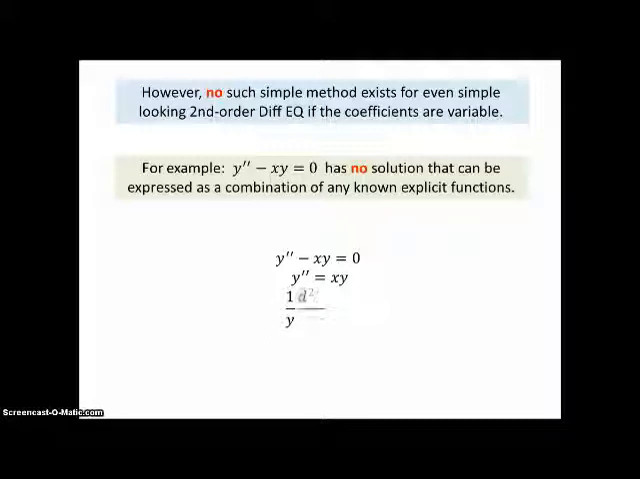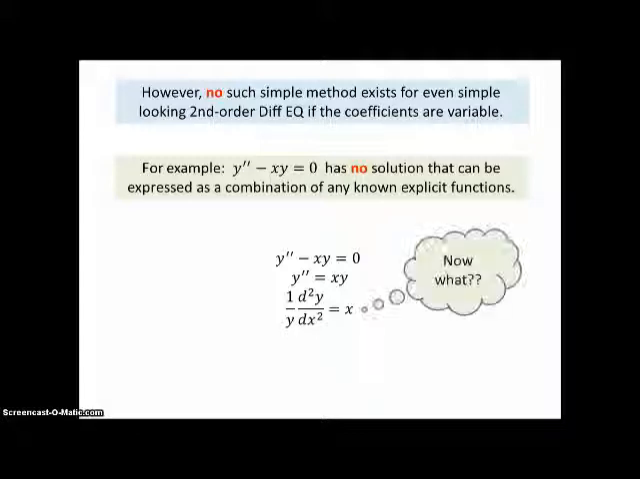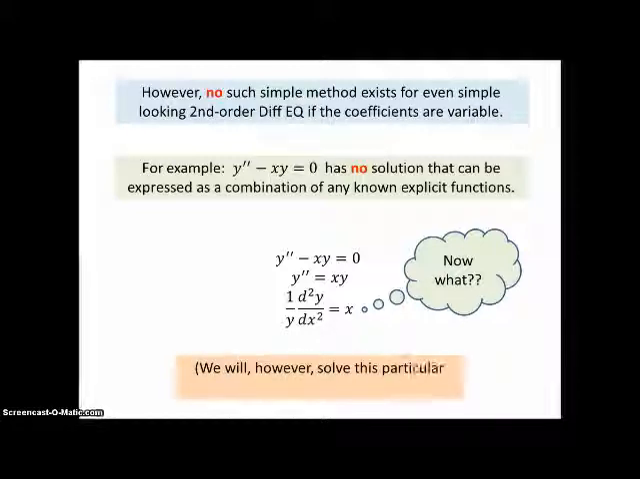If we try to solve it by separating the variables, we end up with 1 over y times the second derivative equals x. But now what? We can't multiply by dx squared. That's not allowed. That's not a quantity we can separate. And so we're stuck. So we need another method. We will, however, solve this particular differential equation later on in this lesson by means of the new method.